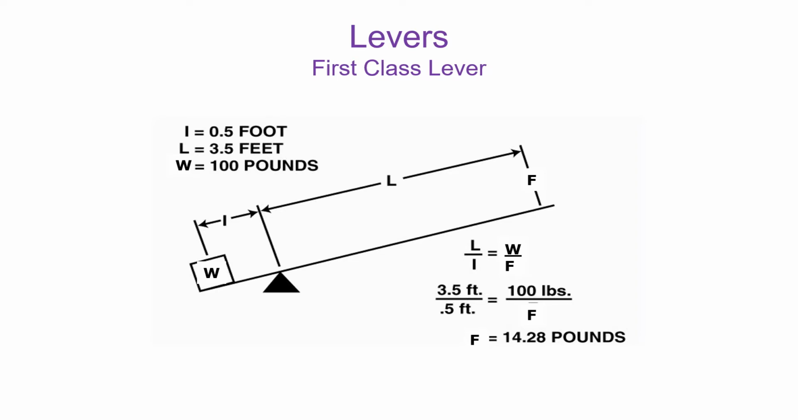Here we have an example of how to solve for the unknown variable in a first-class lever we are using to lift a 100-pound weight. We are given a distance from the weight to the fulcrum of 1/2 a foot and a distance from the point where the force is being applied to the fulcrum of 3 1/2 feet. When we insert the given values into the formula, we get 3 1/2 feet divided by 1/2 foot equals 100 pounds divided by F. Once we solve for F, we find that using this lever, we need 14.28 pounds of force to lift the 100 pounds of weight.